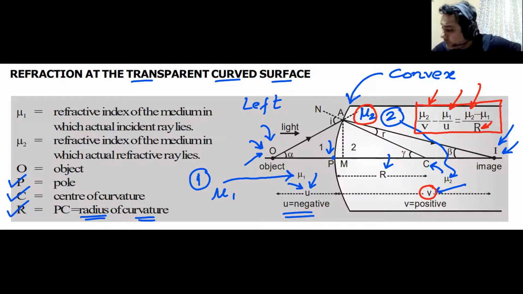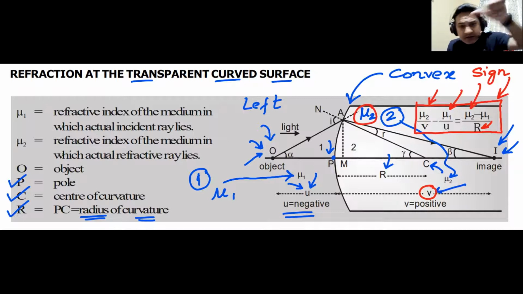Again, whatever formula we are applying here, the formula is in the box. This formula has to be applied with proper sign convention. What is the sign convention? Well, the sign convention is the same as what we had seen previously. We will go through this again. What was the sign convention?